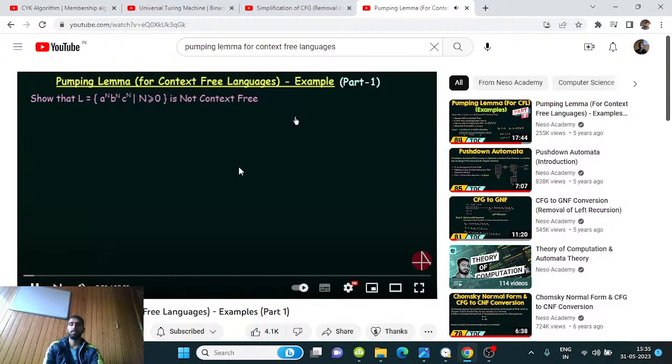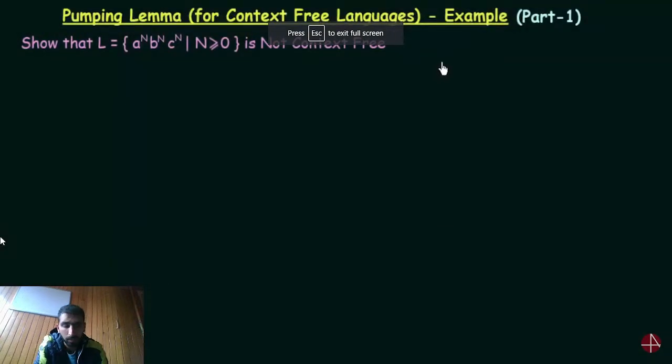In the last lecture, we have studied about pumping lemma for context-free languages, and in this lecture, we will be taking an example to see and figure out how the pumping lemma for context-free languages actually works. So here we have an example language given, L equal to A power n, B power n, C power n, where n is greater than or equal to 0.